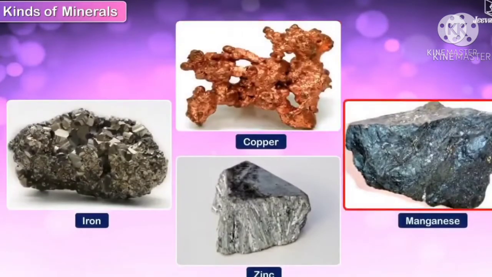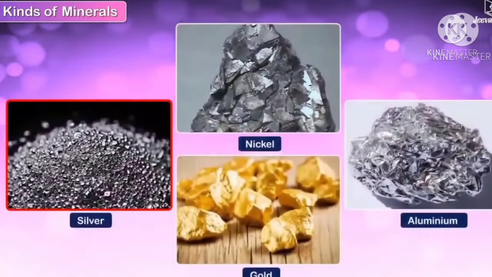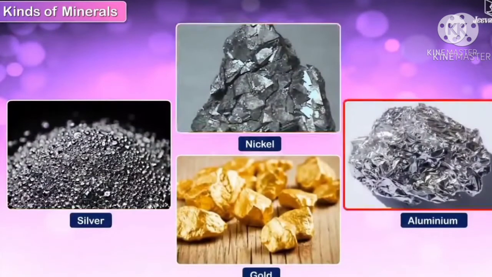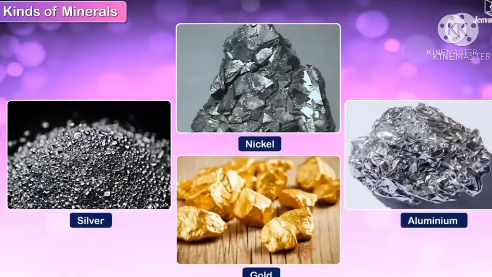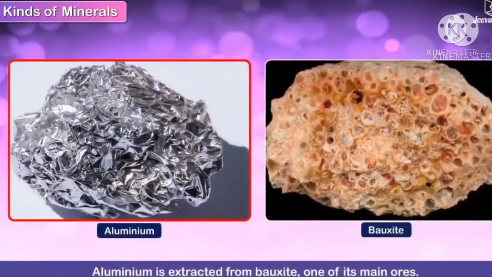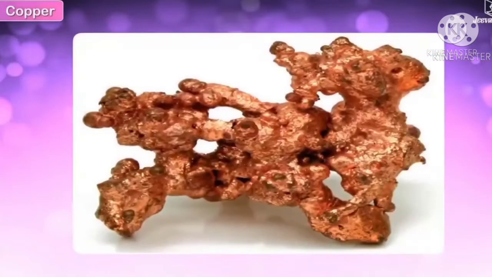Examples are iron, copper, manganese, zinc. These are metallic minerals. We have silver, nickel, gold, aluminium. Are you seeing the images of these minerals so that you can identify them when you come across them? So there's gold in Nigeria, but there's no diamond. It's just of lately that there's research into gold. So we still have aluminium and bauxite. Aluminium is extracted from bauxite, one of its main ores.